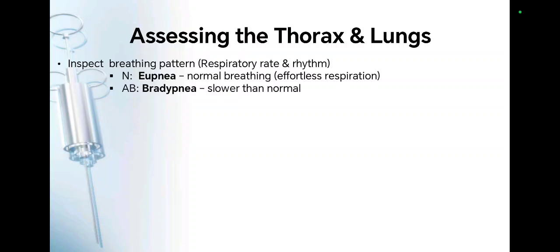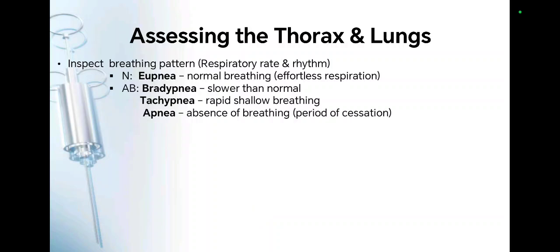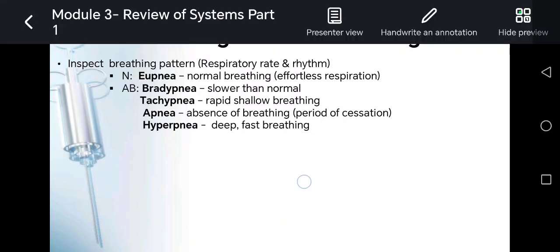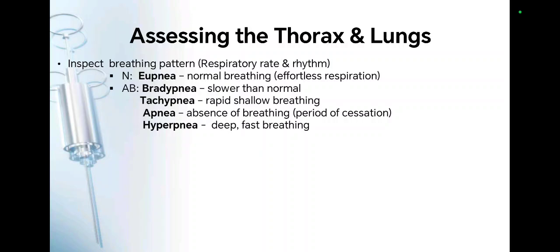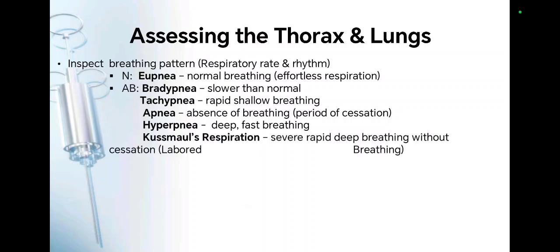Now, an abnormal breathing pattern is bradypnea, slower than normal. Tachypnea, a rapid, shallow breathing. Apnea, absence of breathing or a period of cessation of breathing. Hyperpnea is deep and fast breathing. Then we have Kussmaul respiration, a severe, rapid breathing without cessation, or what we call labored breathing. This is actually common when we exercise. Very fast breathing without cessation because we gasp for air.